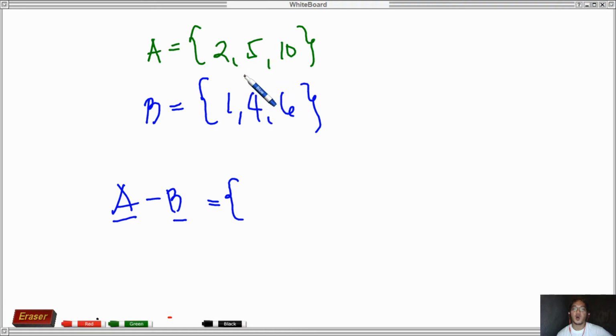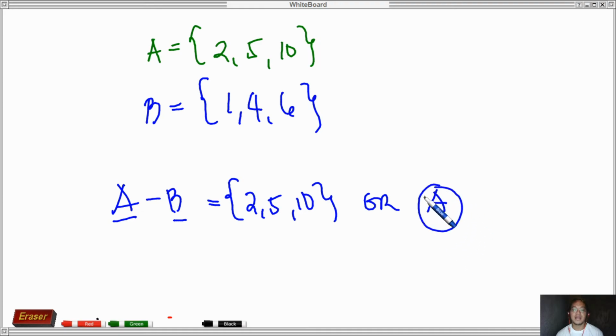Do they have common elements? Wala. So, walay makaon si letter B ngadto ni A. Then, the elements of the difference of A and B, wala makaon. So, magpabilin. Ang nabilin, si 2, 5, and then 10. Okay? Or, I can say that the difference of A and B is si A, tanang elements letter A. Okay?